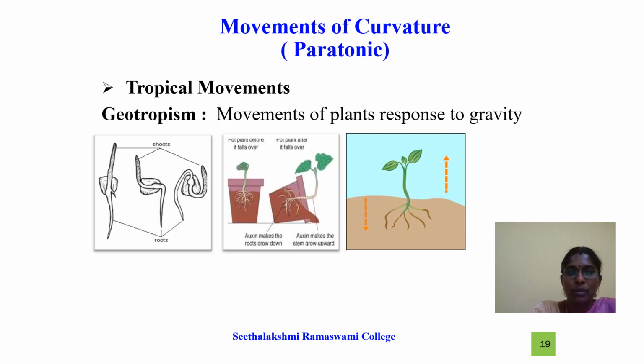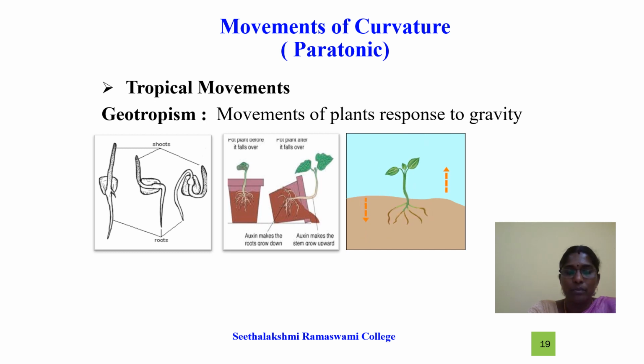The paratonic movements of curvature, or tropic movements, mean the plant's response to an external unidirectional stimulus. For example, the plant's response to the gravitational force is called geotropic movement. The phenomenon is called geotropism. The growth of primary stem and root can be easily demonstrated for these tropic movements.